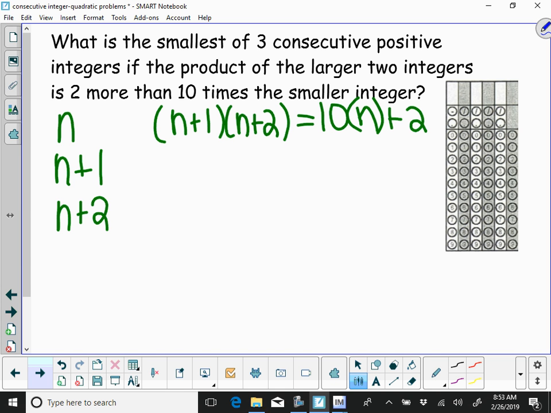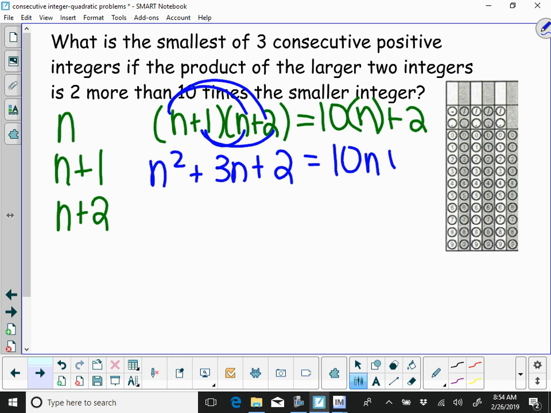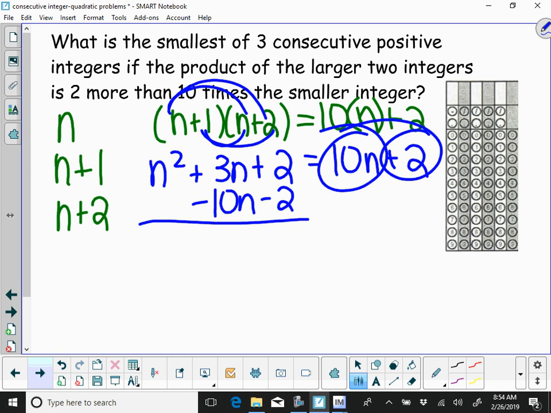Okay, so on the left, we have to distribute, right? So that's going to give me n squared plus 2n plus 1n gives me, how many total? 2 plus 1. 3n plus 2 equals 10n plus 2. What do you think our next step is? To move the 10n plus 2 over to the left, and it's equal to 0. Minus 10n minus 2.